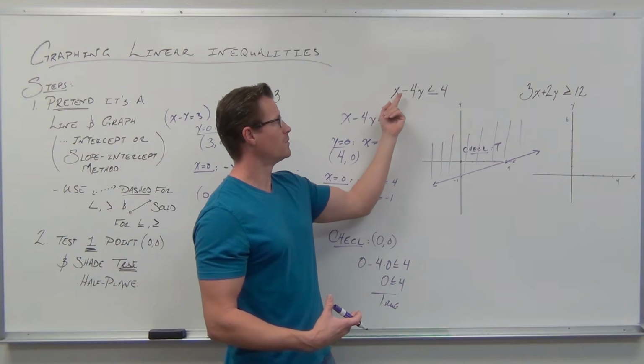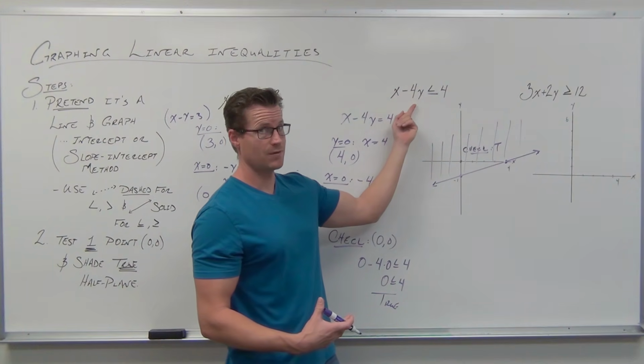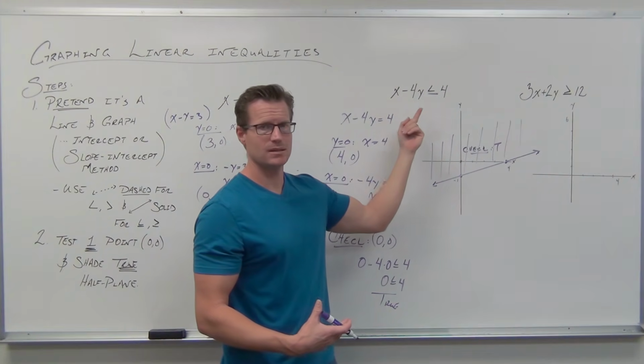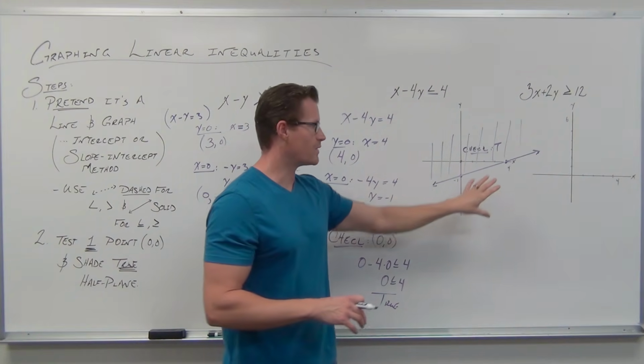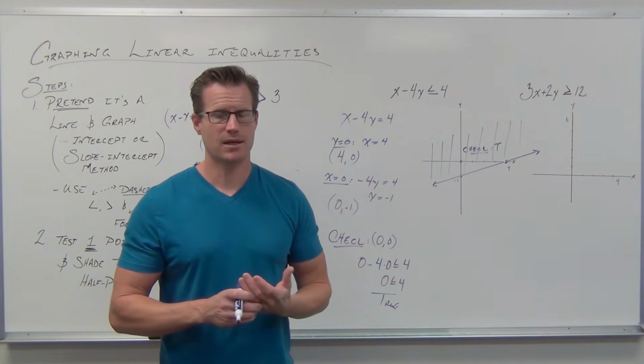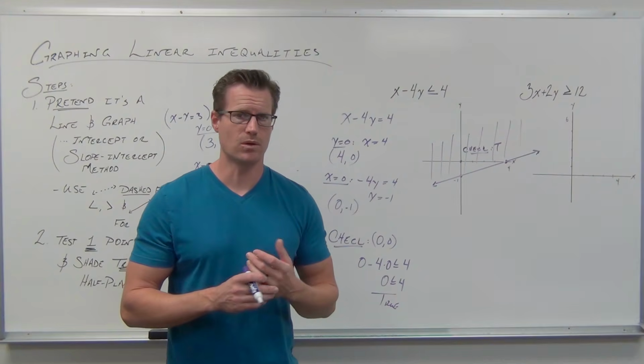2 minus -8. 4 times -2 is -8. So 2, that's like 10. Yeah, that's not less than 4. So I know that these points are false. Those are true. We have to shade a half plane to represent a solution for linear inequalities in two variables.